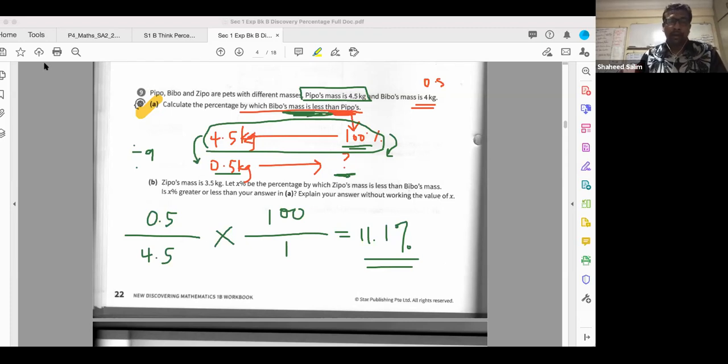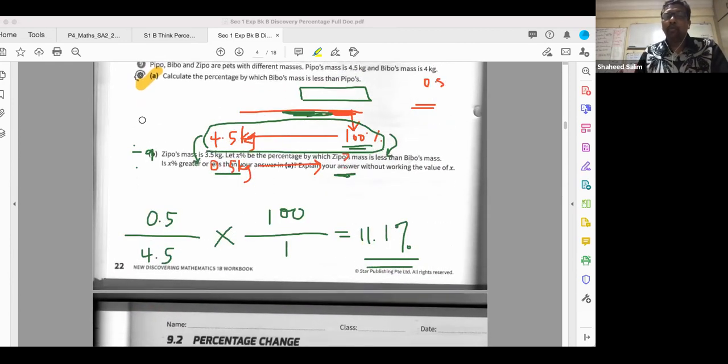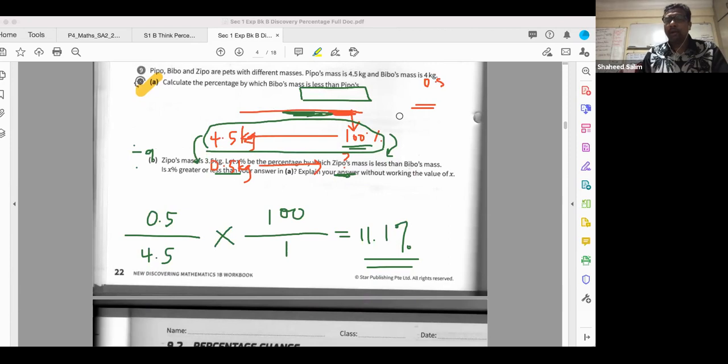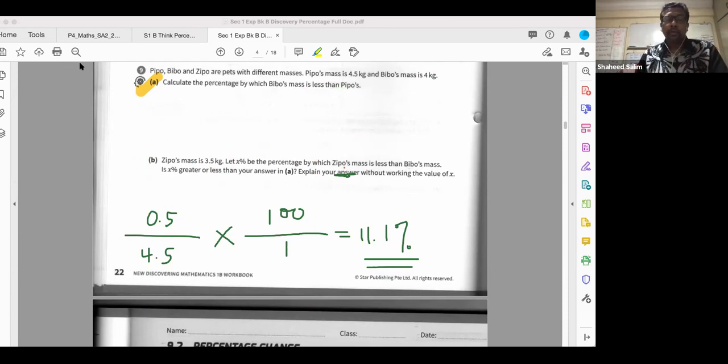Before I clear, let us see what does the next question say. The next question saying Zipo's mass is 3.5 kg. Let X be the difference by which now is it people or Bibo? Now they're comparing to Bibo, you know. So I'm gonna wrap up certain parts, so that you can be very, very clear. Because this is your standard now for secondary school.